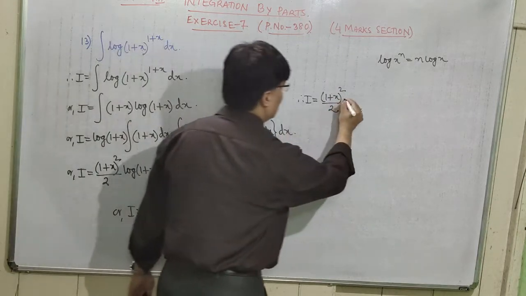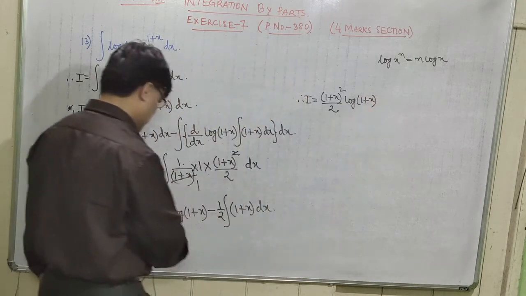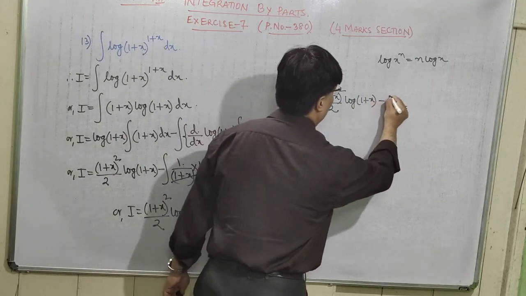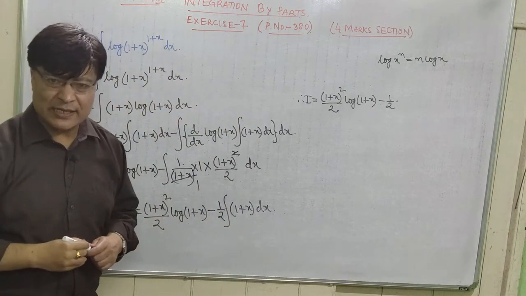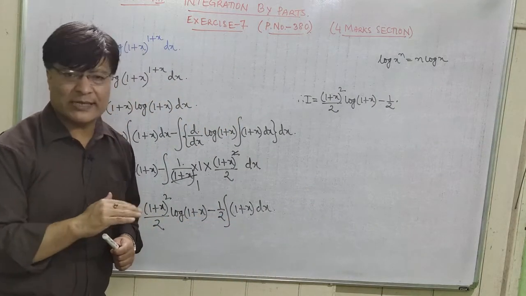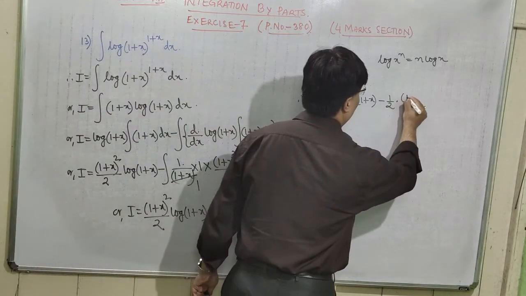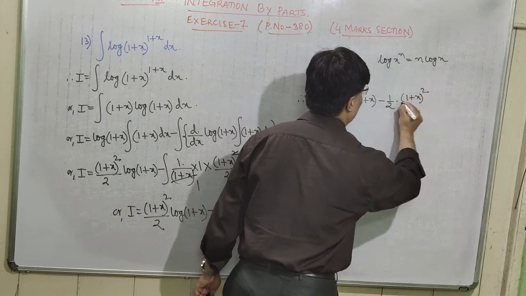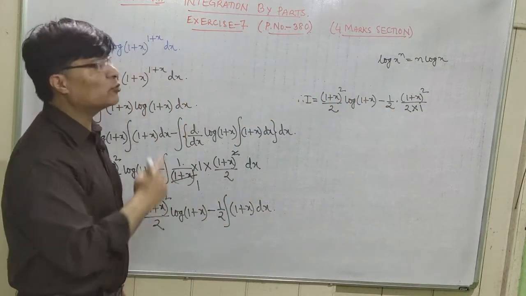Then what do we write? Log of 1 plus x. Minus half into, what is the integration of 1 plus x dx? Since the power of x here is 1, 1 plus x can be taken as x to integrate it. So its integration is (1 plus x) whole square divided by 2 into 1. How is it 1?